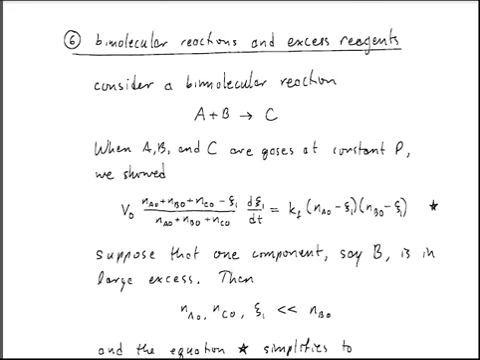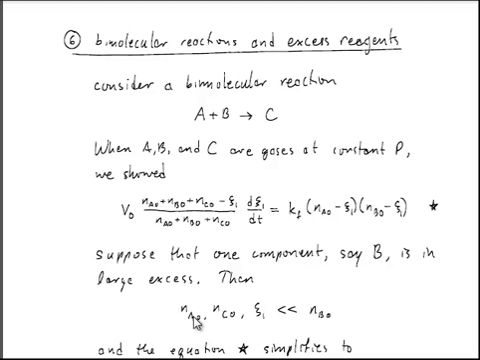Okay, let's say a little bit about excess reagents and bimolecular reactions. So let's go back again to this reaction A plus B goes to C. And let's suppose that we are again looking at the case where these gases are at constant pressure. We already showed that this is the reaction that actually governs the extent of reaction as a function of time. Now let's suppose additionally that one component, say component B, is in large excess relative to A.